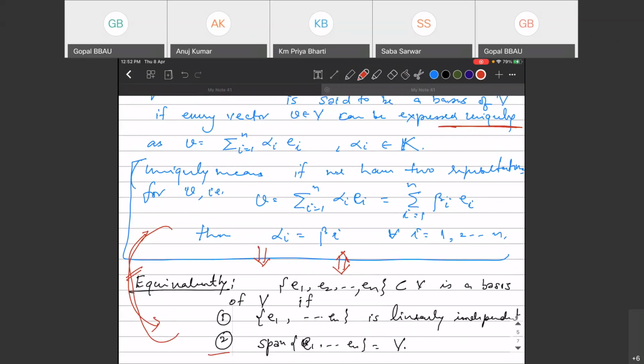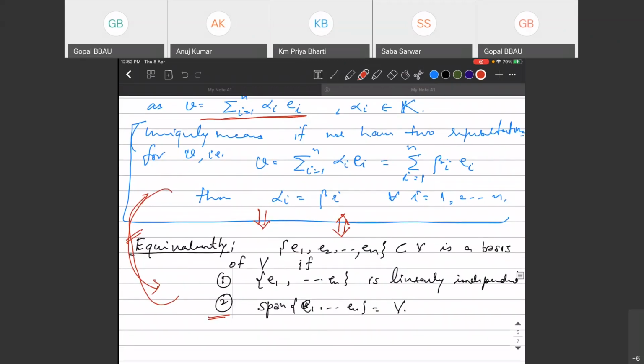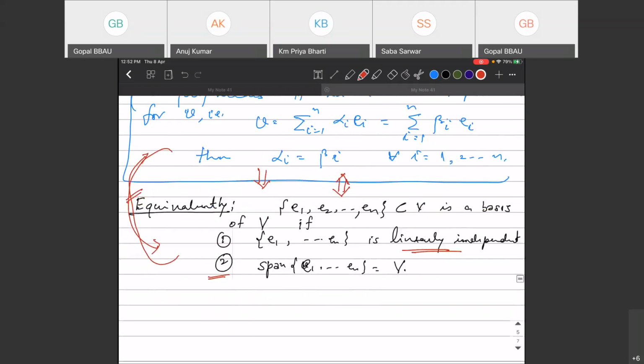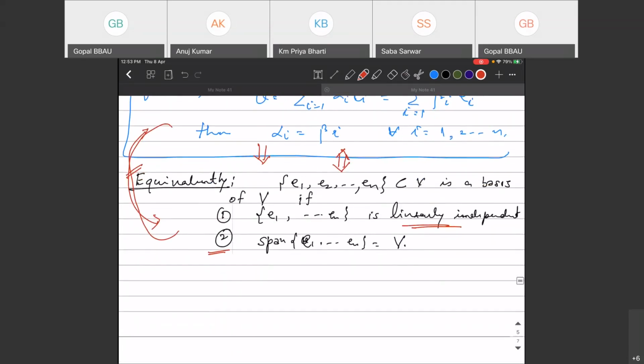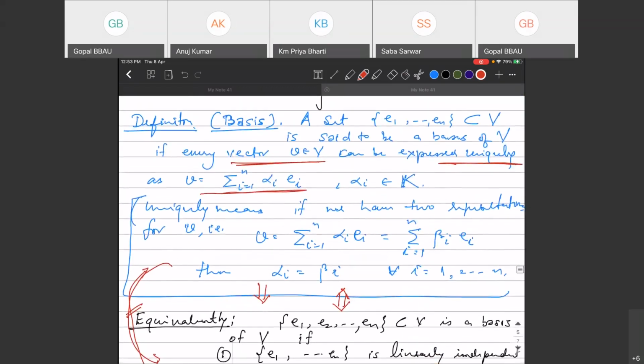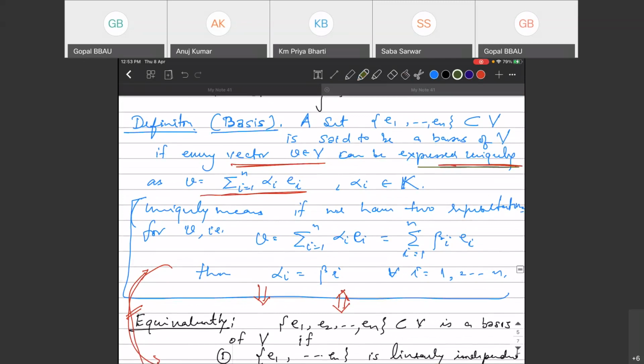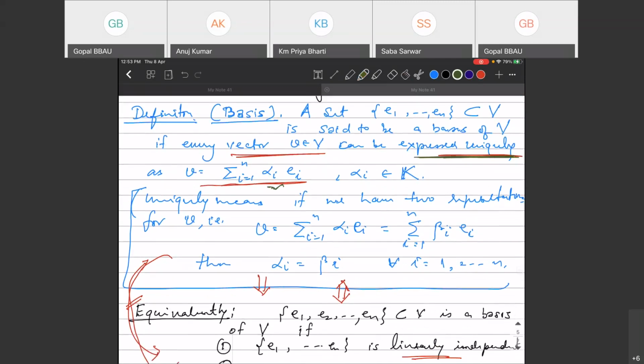So condition 2 is easy because here we are saying that any vector of V can be expressed as a linear combination of the Ei. This means the span of the Ei is V. It's clear. And let's see why the Ei are linearly independent. Why is this set E1 to En linearly independent? For this, we will use this crucial thing that the expression, the linear combination summation alpha I Ei, is unique.